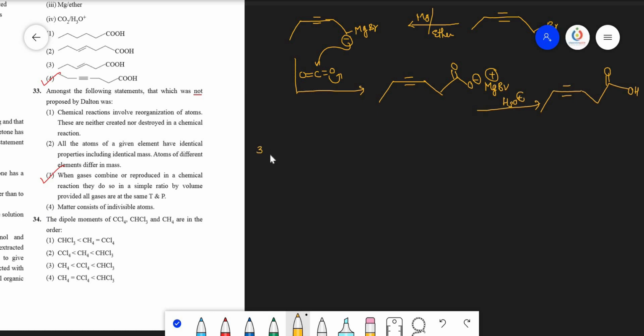Let's see question number 34. The dipole moments of CCl4, CHCl3, CH4 are in the order? Let us see here. The dipole moment of CCl4 equals the dipole moment of CH4 equals 0. The reason is they have a symmetrical structure. The dipole moment of CHCl3 is not equal to 0; it has some positive value. So the dipole moment of CHCl3 is more than both of these. Hence, CH4 equals CCl4, which is less than CHCl3, whose value is more. Hence, option 4 is correct.